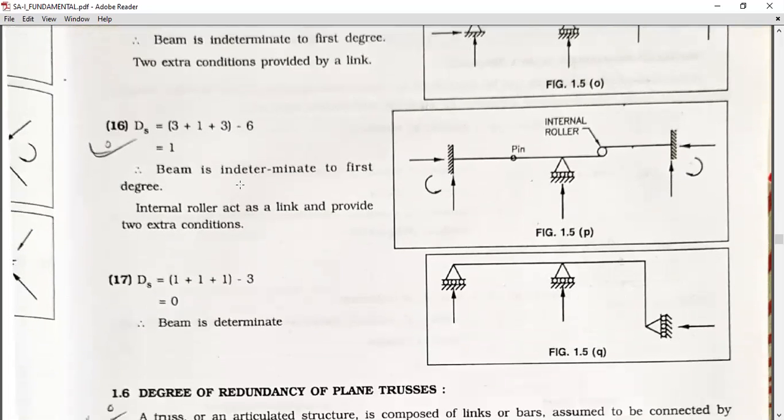That's why, with internal roller and pin 2, we have 1, 2, 3 reactions, 4 reactions, 5, 6, 7 reactions. 7 minus 3 plus 2 plus 1, that is 6, is equal to 1.